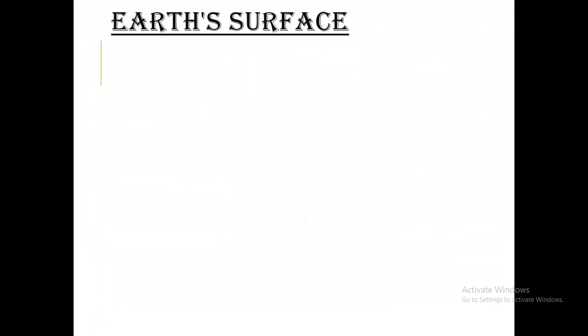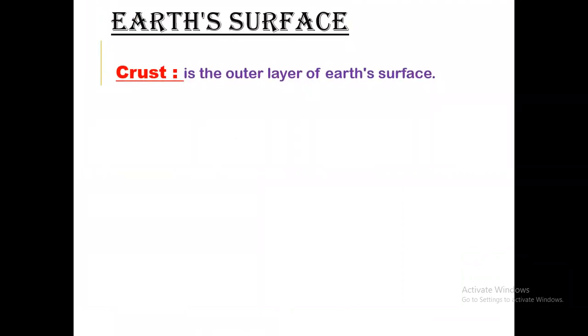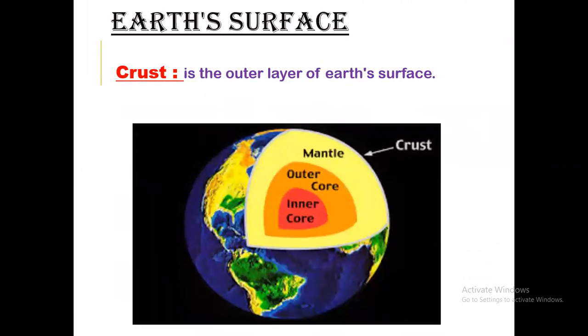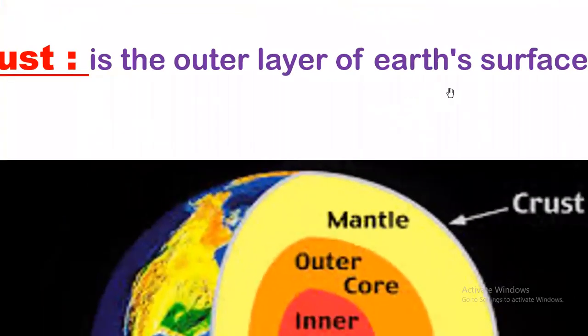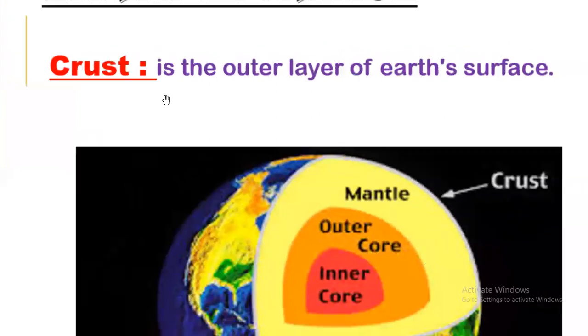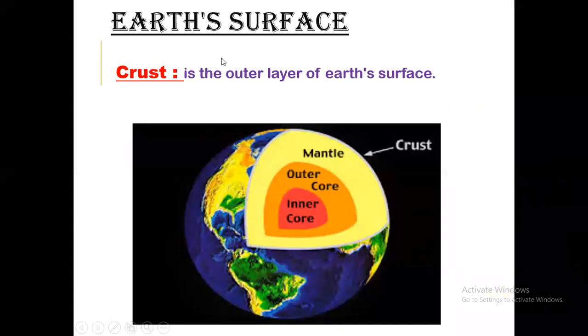And now let me tell you about Earth's surface. The outer layer of Earth's surface is called the crust. After it, we have the mantle, outer core, and inner core. If you want to understand more, take a peach: the skin of that peach represents the crust. Maybe you think it's a very thin layer, but in fact it's not. It's 100 kilometers thick.